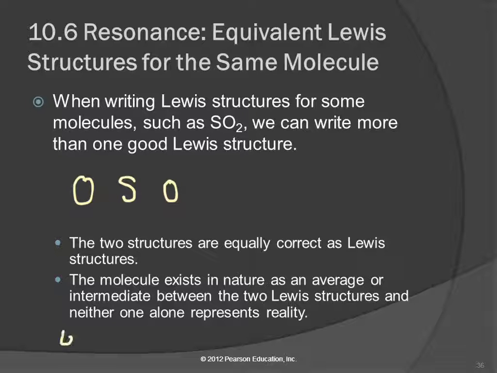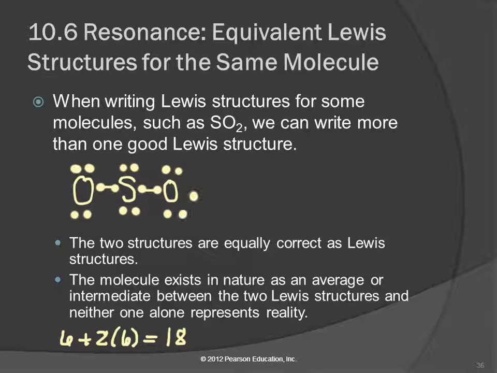Each sulfur has 6 valence electrons, and each oxygen has 6 as well. So that gives us a total of 18 electrons to mess around with. So we're going to put bonds in there, a pair between each. That's 2, 4, 6, 8, 10, 12, 14, 16, 18. What do we need to do? Is everybody happy?